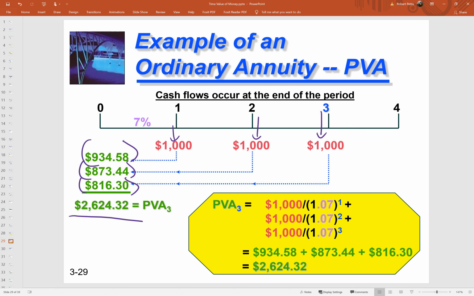Okay, so we could say, what is the value of this annuity? And that is $2,624.32.